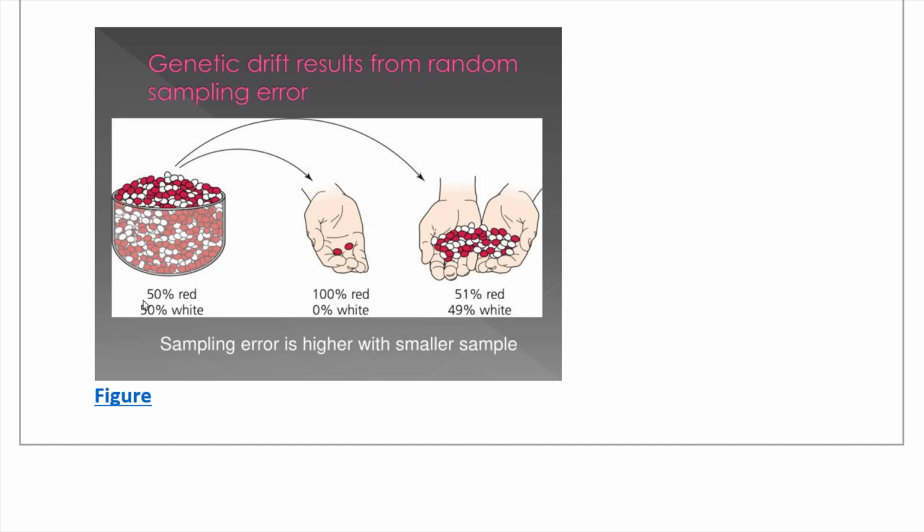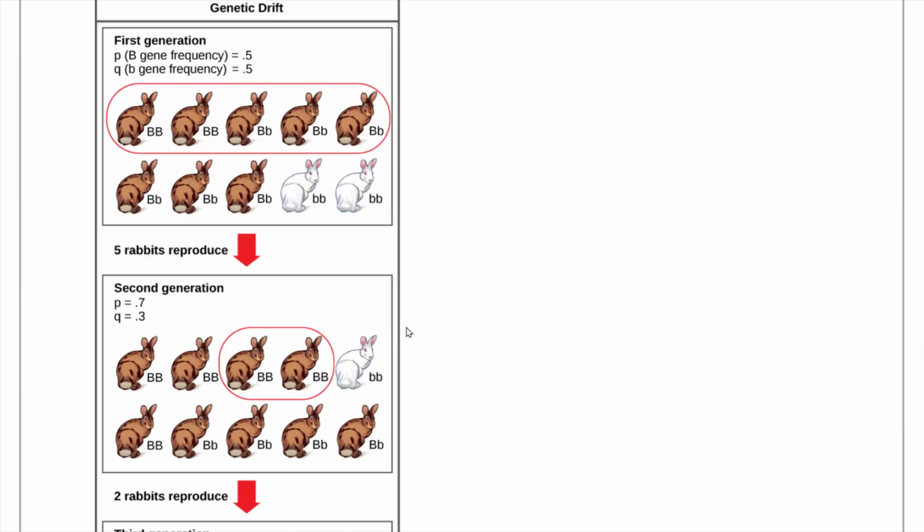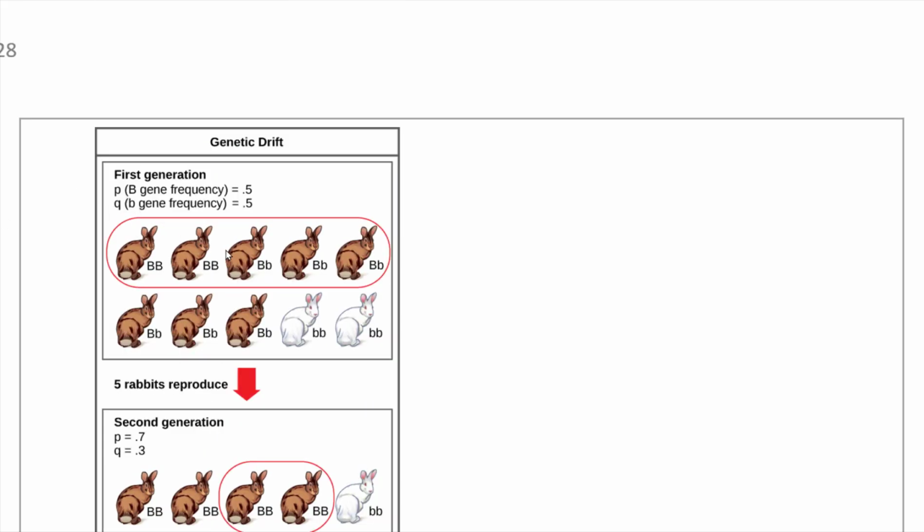You've completely eliminated all of the white beads there. But if you take a bigger sample, you're more likely to get more representative ones, such as this 51% red, 49% white. So sampling error is higher with a smaller sample. All right, and here's another example of genetic drift right here. Again, just random fluctuations.